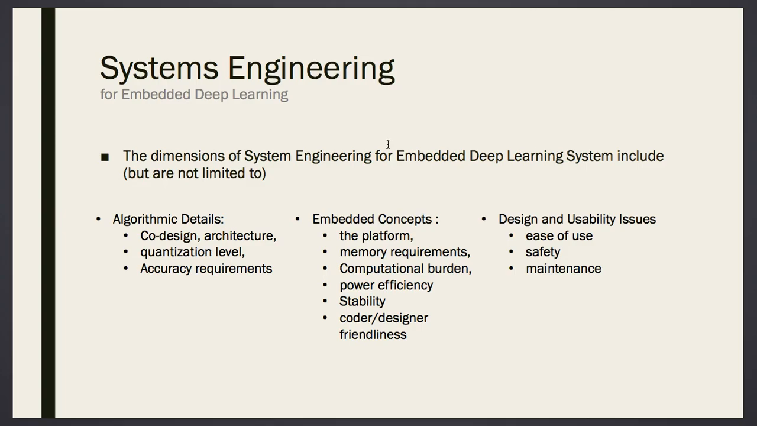In mathematics, two independent dimensions, in the 3D world, X and Y are independent dimensions. When you move along X, your position on the Y axis does not change because they are orthogonal. So although not as clear as this mathematical definition, there are certain dimensions of systems engineering for embedded deep learning, for our case, which can be considered relatively orthogonal, independent from each other.